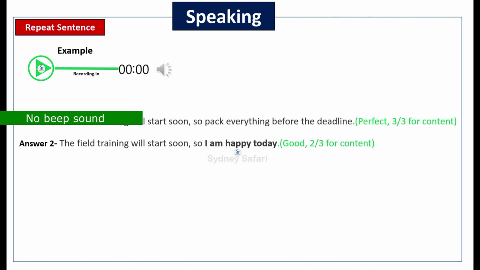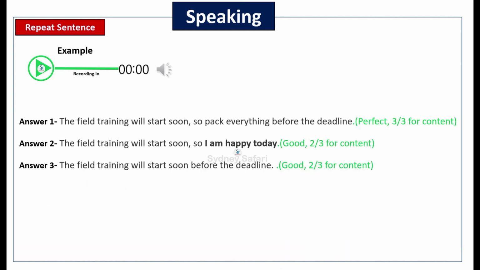So the correct answer is, if you see the first one, the field training will start soon, so pack everything before the deadline. So that is the original one, and you will get a perfect 3 out of 3. Even if you miss the or something, still you will get full marks. But if you are not able to remember the second part, you can do it like this: the field training will start soon, so I am happy today.